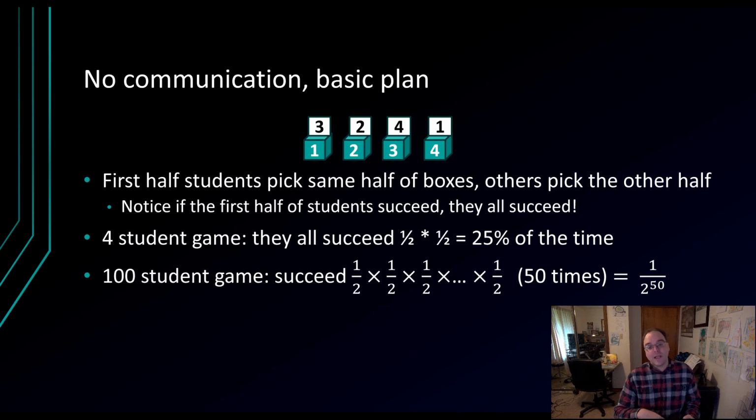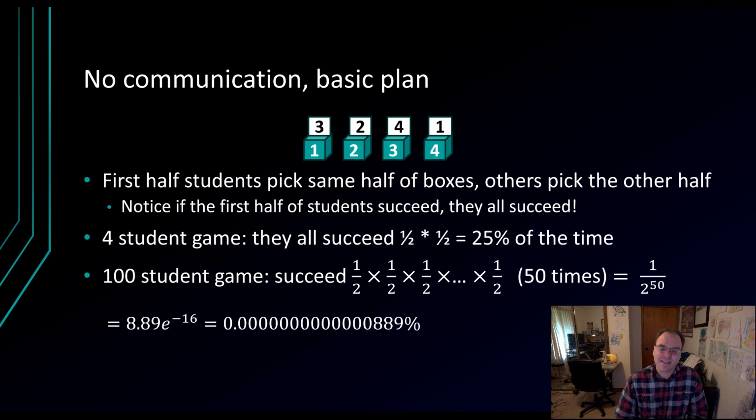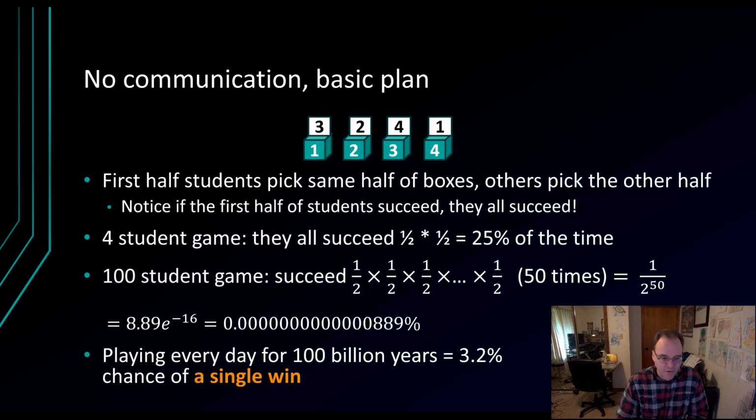The 100-student game also does go quite a bit better, but still horribly bad, as we'll see in a moment here. Remember, we have 1/2 times 1/2 times 1/2 now times 50. If the first 50 students succeed, there is no other possibility but that the other 50 students will now succeed choosing the other 50 boxes. So this is only 1/2 times itself 50 times. That's a slightly less scary percentage, but that's still a mind-numbing number of zeros.